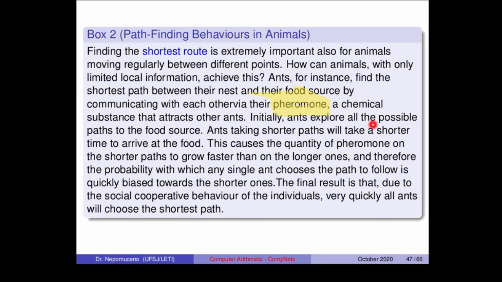Initially, ants explore all the possible paths to the food source. Ants that take the shortest path will take a shorter time to arrive at the food. This causes the quantity of pheromone on the shortest path to grow faster than on the longer ones, and therefore the probability with which any single ant chooses the path to follow is quickly biased towards the shorter ones. The final result is that, due to the social cooperative behavior of the individuals, very quickly all ants will choose the shortest path.